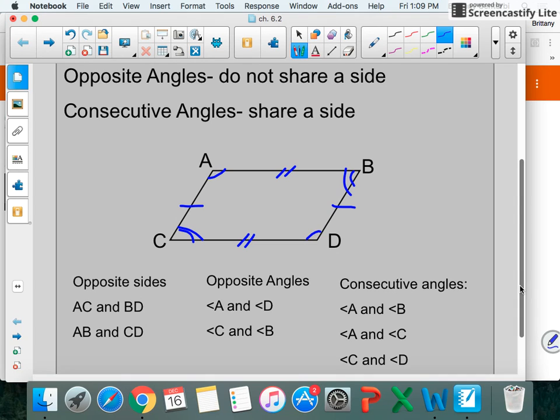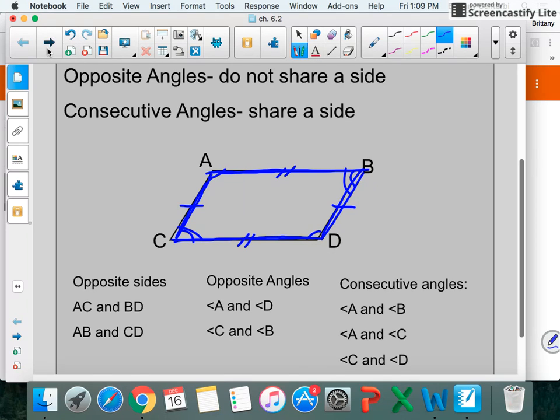And then consecutive angles do share a side. So if we look here, A and B share a side AB, so those would be consecutive angles. B and D share side BD, so those would be consecutive angles. C and D share side CD, so those would be consecutive. And then A and C share side AC, so those would be consecutive angles as well.